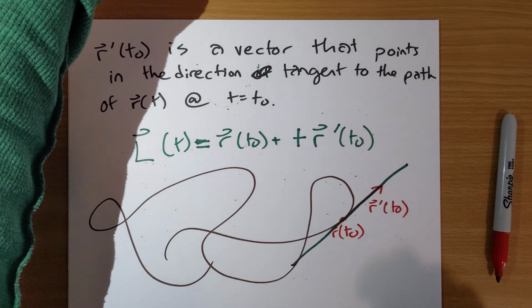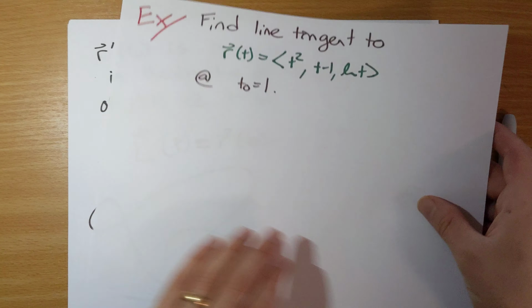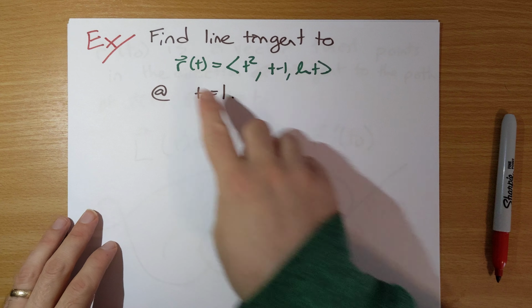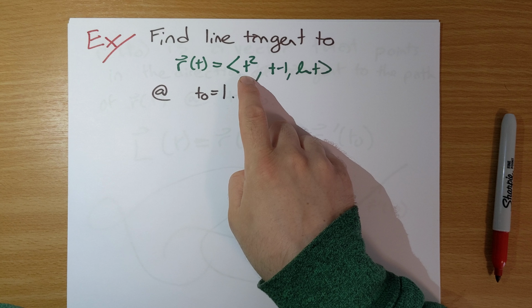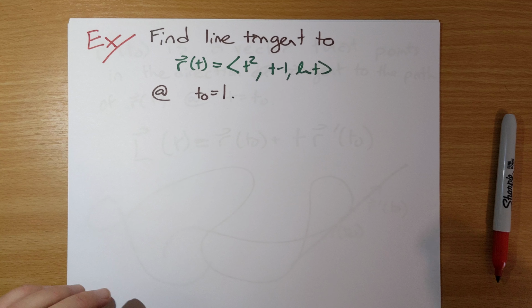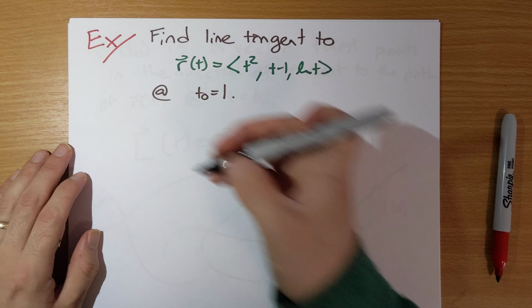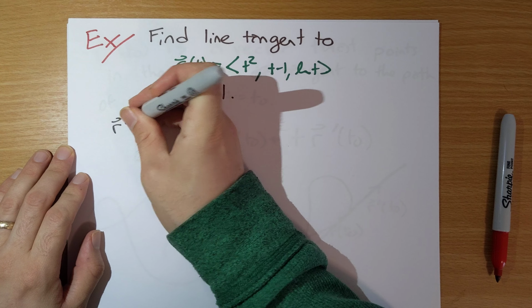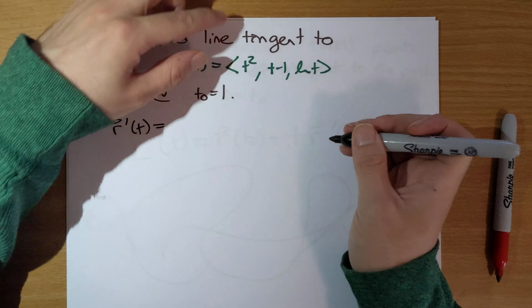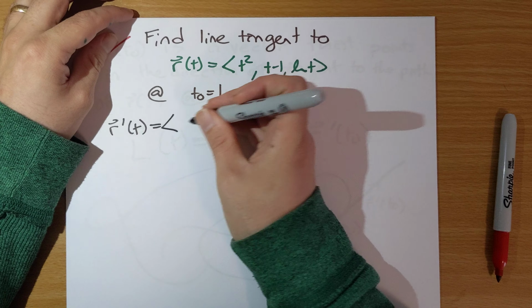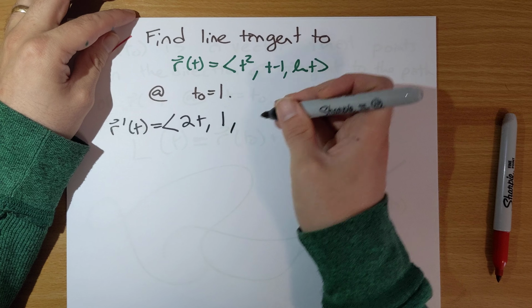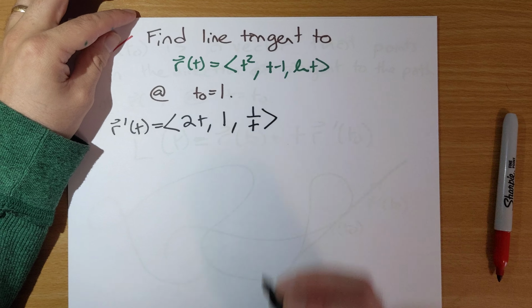Okay, so let's do a three-dimension specific example here. Let's find the line tangent to r of t equals the vector t squared, t minus 1, log of t at t naught is equal to 1. So what information do we need? We need r prime of t. Take the derivative here. We get 2t, 1, and 1 over t.